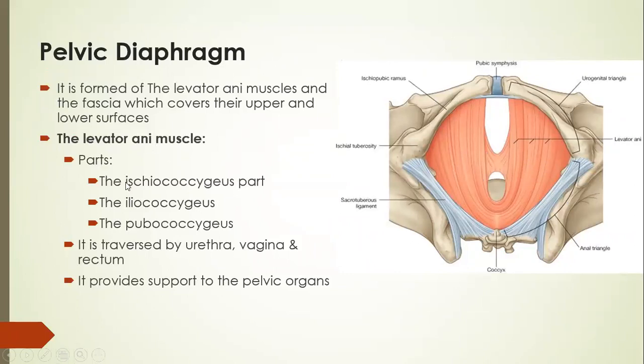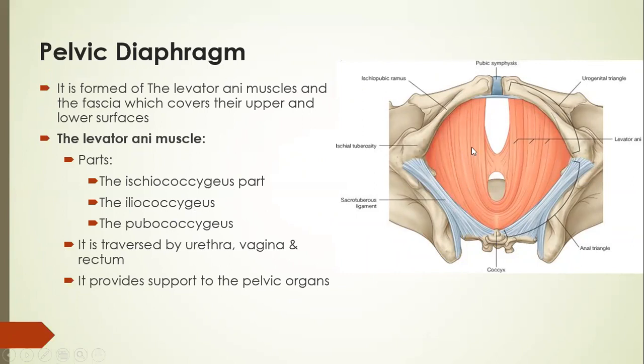The levator ani muscle has parts. One part which is attached to the ischium is called the ischiococcygeus part. Then we have the iliococcygeus, muscle coming from the coccyx to the ilium. Then we have the pubococcygeus going up to the pubic bone from the coccyx, so there are fibers running from here to here. The pubococcygeus, iliococcygeus and ischiococcygeus all together form the levator ani.